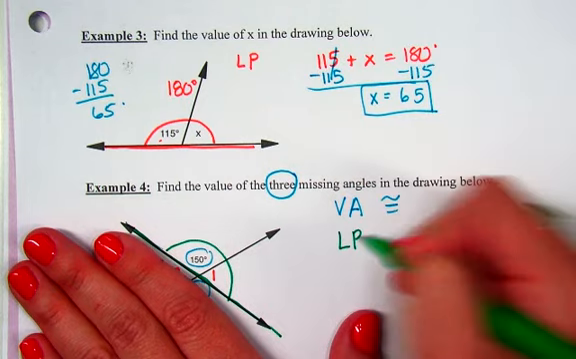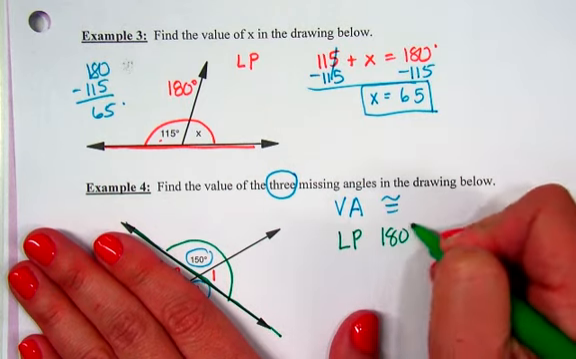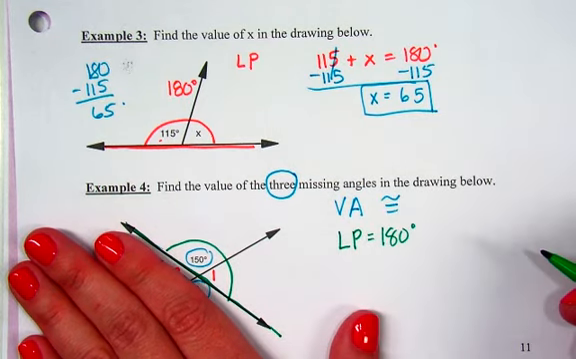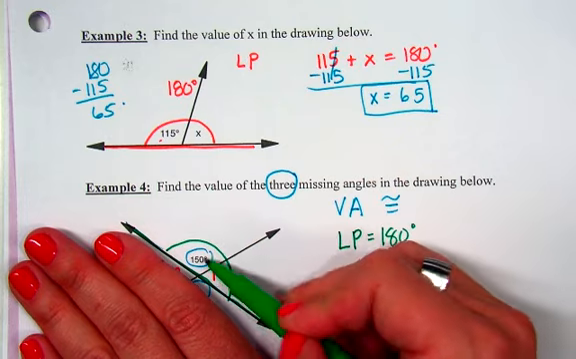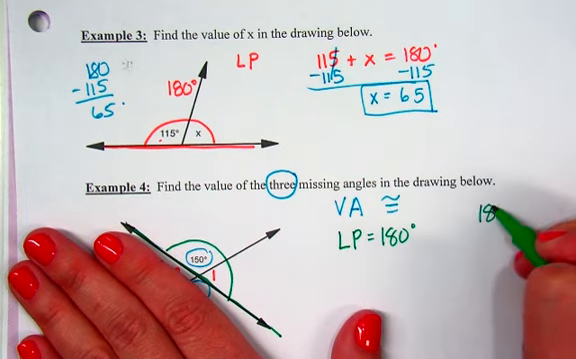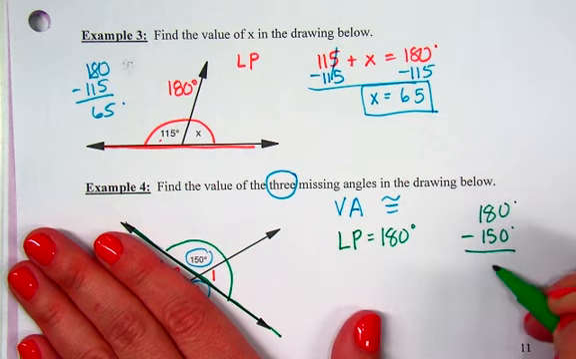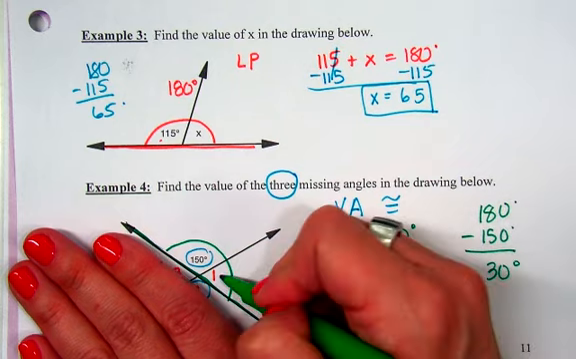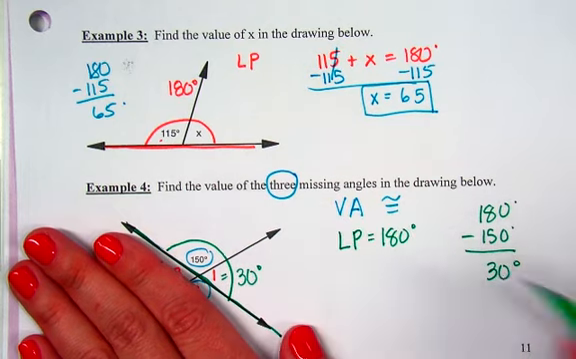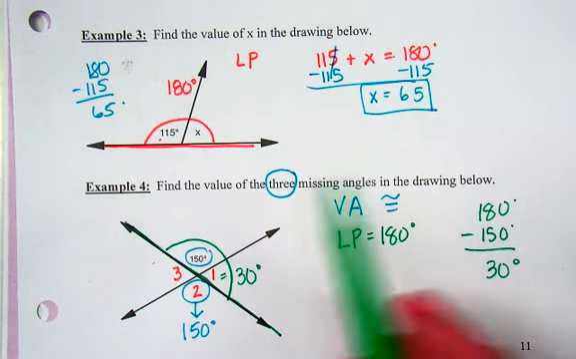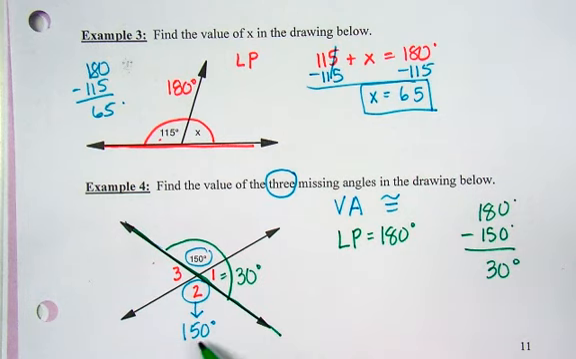And we know that linear pairs have to equal 180 degrees. So how would I find the missing one? Well, I would just do 180 minus the 150 that I already know. And what would be that missing angle? 30 degrees. So we've got 150, 30, and 150.